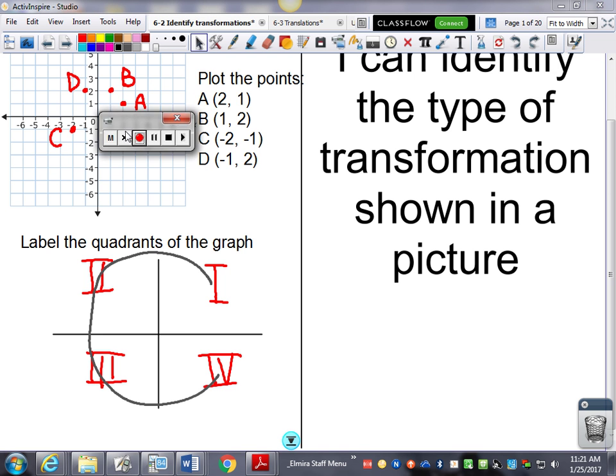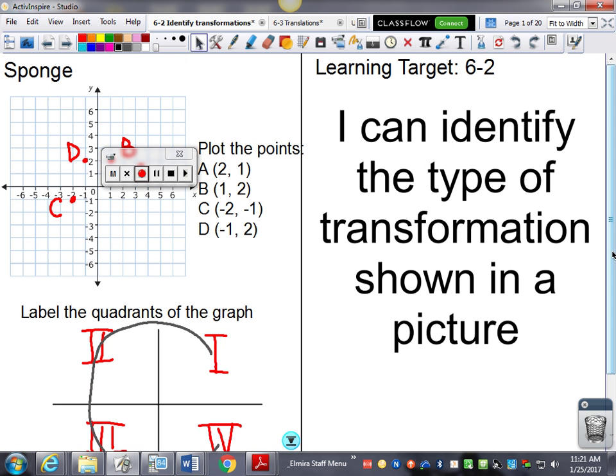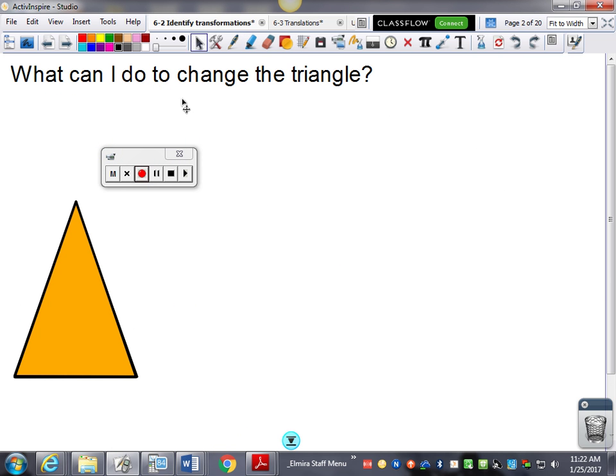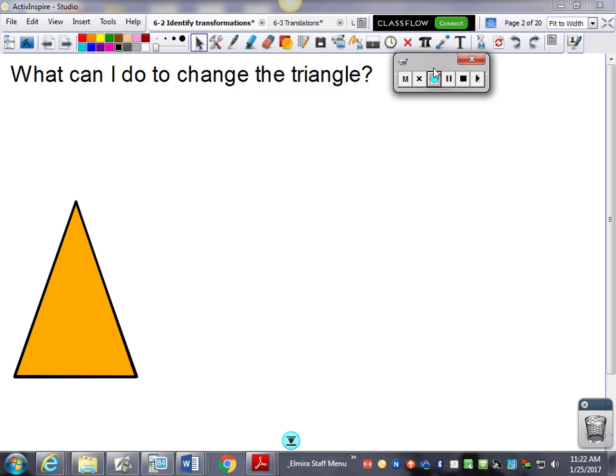All right, the learning target for today is to identify the type of transformation. Okay, that's a new vocabulary word for today. Transformation shown in a picture. Okay, so let's go to the next slide. You can put your pencil down because I'm going to do a bunch of manipulation on the screen.